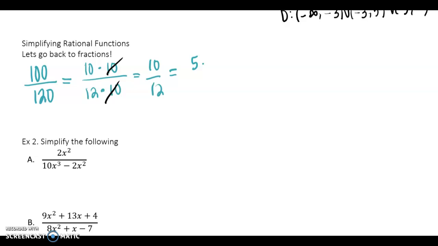And then on the top, you could do 5 times 2 and 6 times 2. And you could simplify those out. And finally, you get 5 over 6. So that's basically what we're going to be doing over here. We're going to try to factor the numerator and then factor the denominator and simplify.